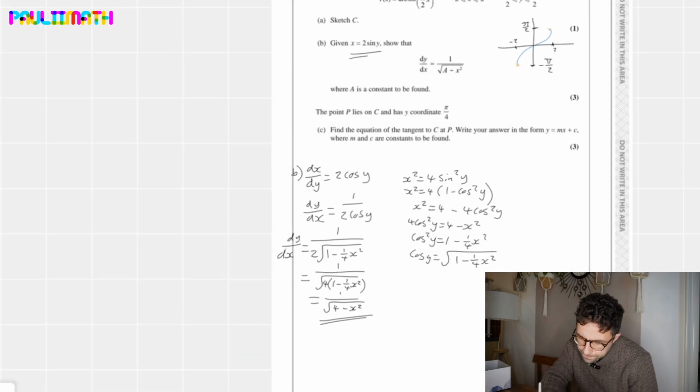What else we got? The point P lies on C. There's a y coordinate. Find the equation of the tangent to C at P.